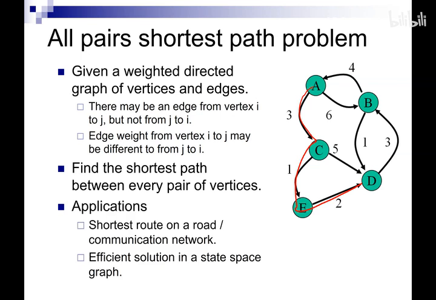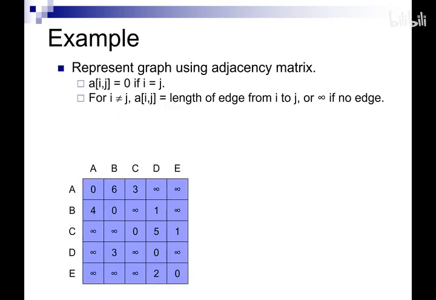There are many applications for all pairs shortest path. If you're in a communication network or a road network, you want to find the fastest way to communicate or to travel. You can also use these graphs to represent abstract things like a state space for some sort of computation. If you want to do that computation efficiently, then you also want to find shortest paths in that state space. So there are many applications to doing this.